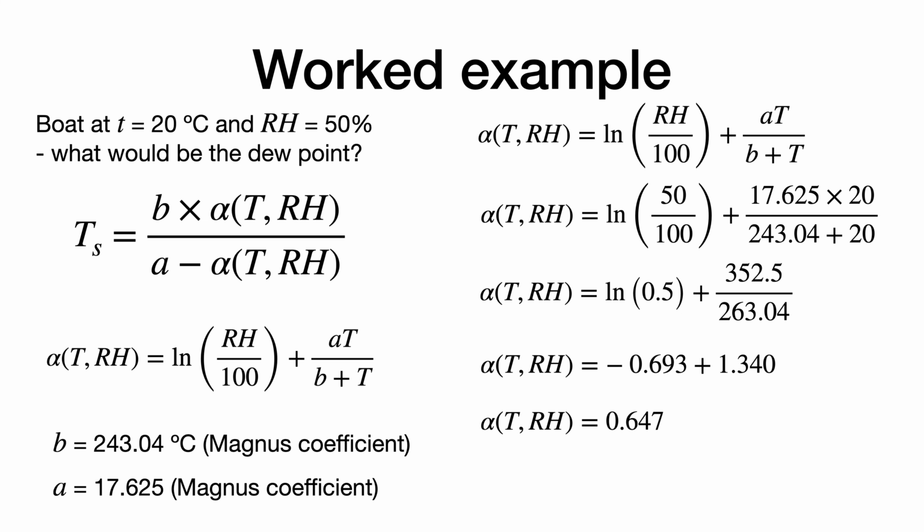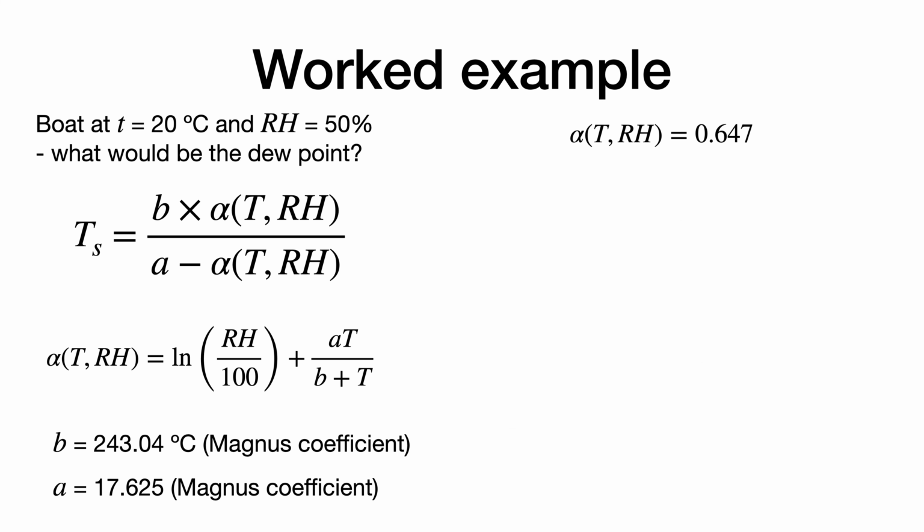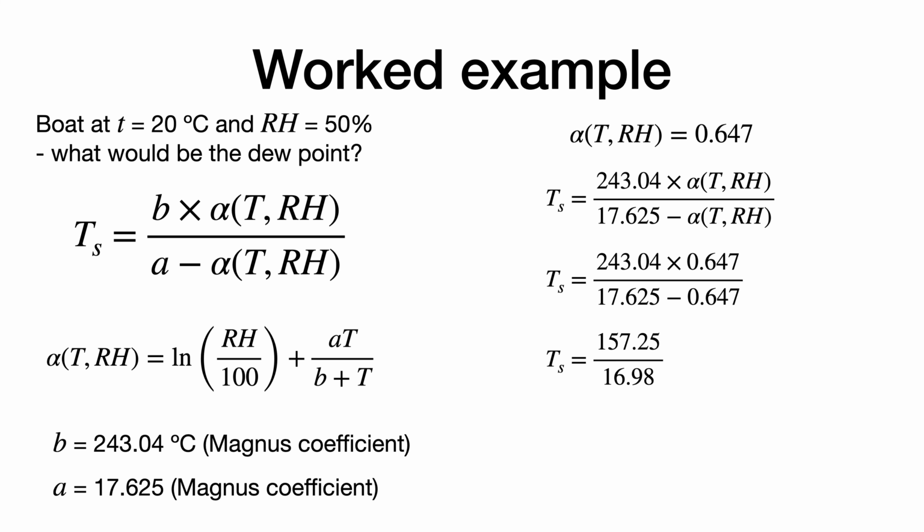0.647. We then take that value, 0.647, and we plug it back into the original equation, the Ts equation, and what we get is Ts is equal to 243.04 times the alpha TRH divided by 17.625 minus the alpha TRH. When we put the numbers in, what we come through to is Ts is equal to 9.26. So the dew point is 9.26 degrees centigrade.